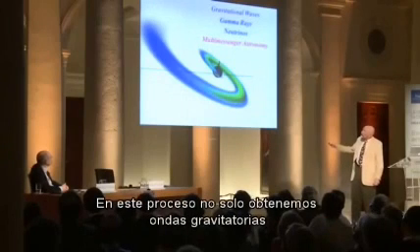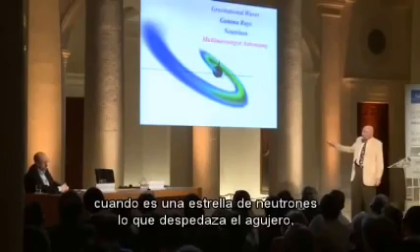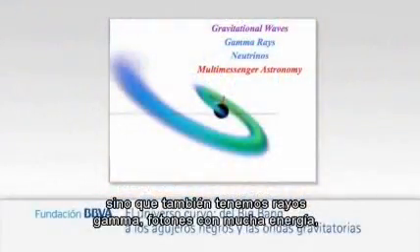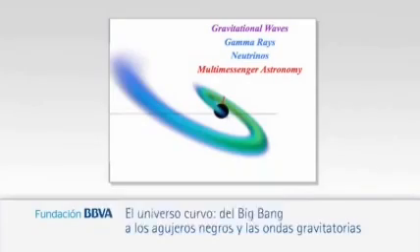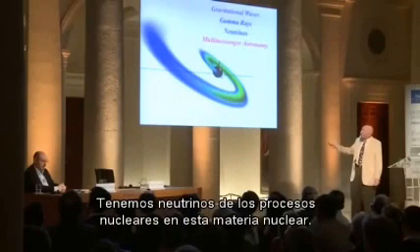In this process, not only do we get gravitational waves out, when this is a neutron star being torn apart by the black hole, we also get gamma rays, very high energy photons, very high energy electromagnetic waves. We get neutrinos from nuclear processes in this nuclear matter.